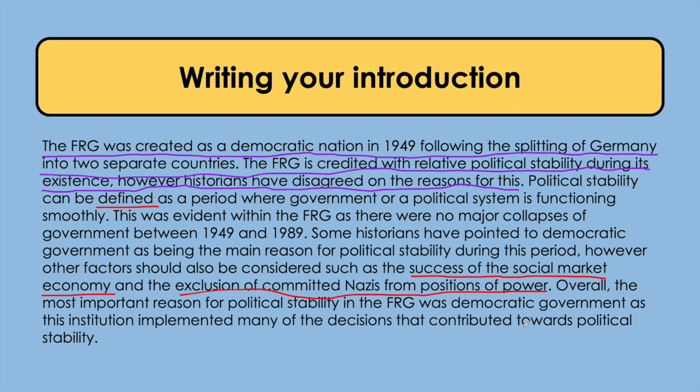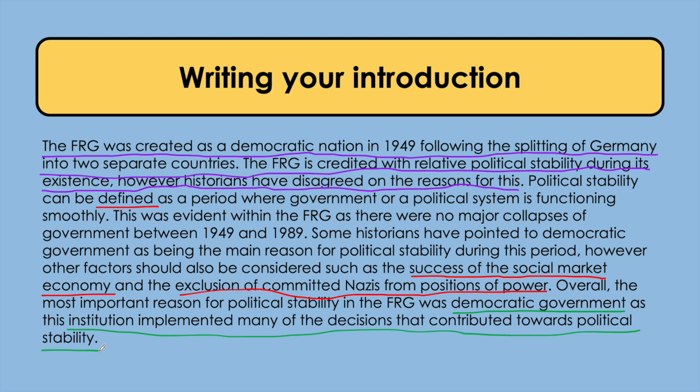Finally, I've provided my judgment as well here. So, I have said in this introduction that I agree with the question, that it was democratic government that was the most important reason for political stability. And what I've provided is a brief justification here as well. So, as this institution implemented many of the decisions that contributed towards political stability.